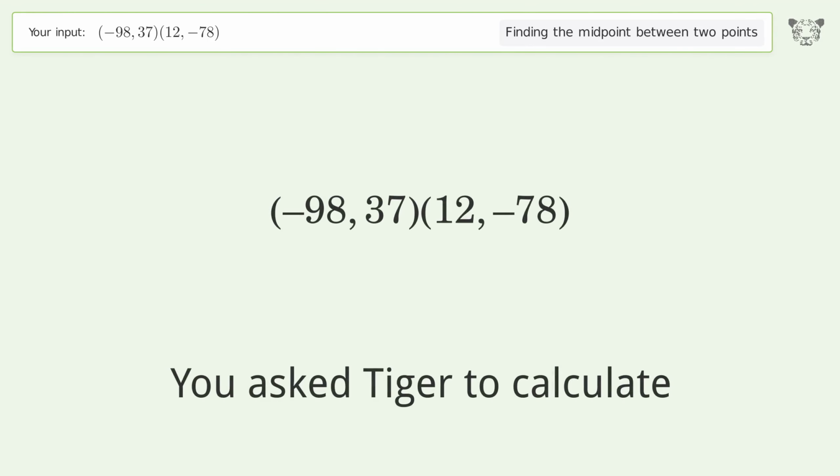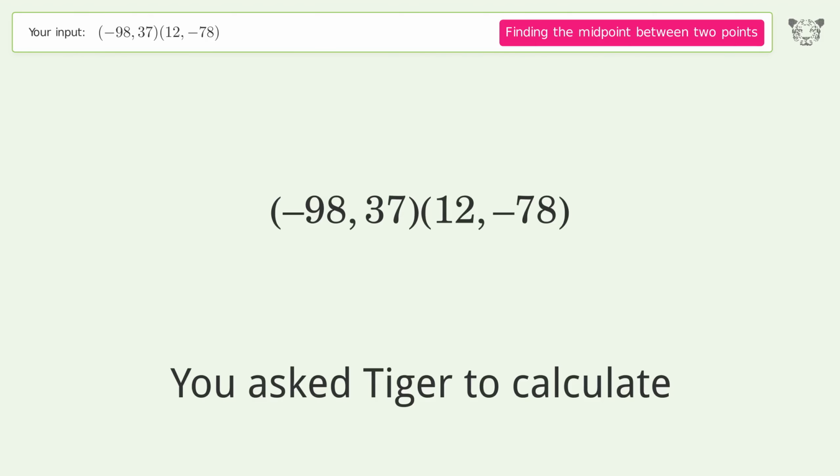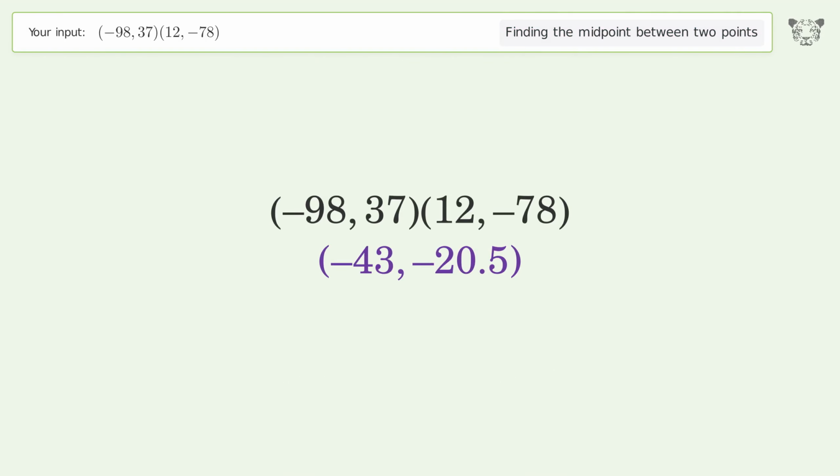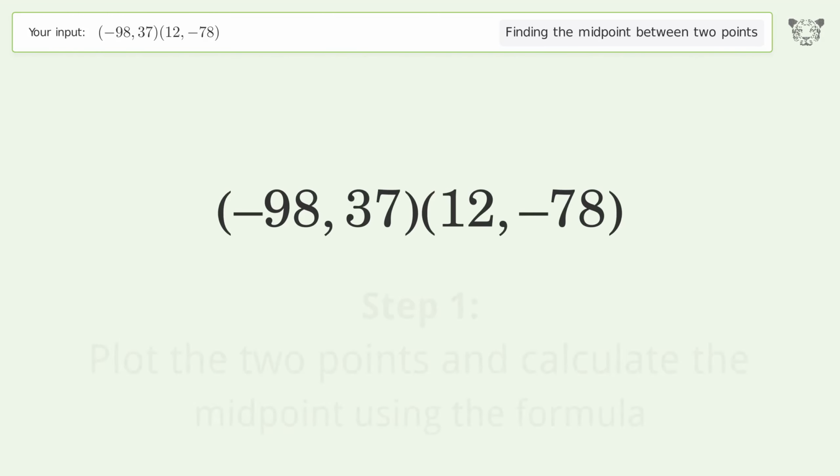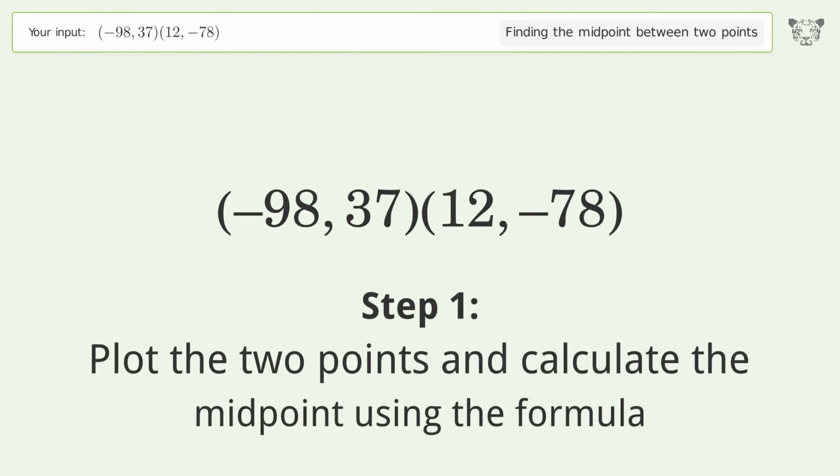You ask Tiger to calculate. This deals with finding the midpoint between 2 points. The midpoint between the 2 points is -43, -20.5. Let's solve it step by step. Plot the 2 points and calculate the midpoint using the formula.